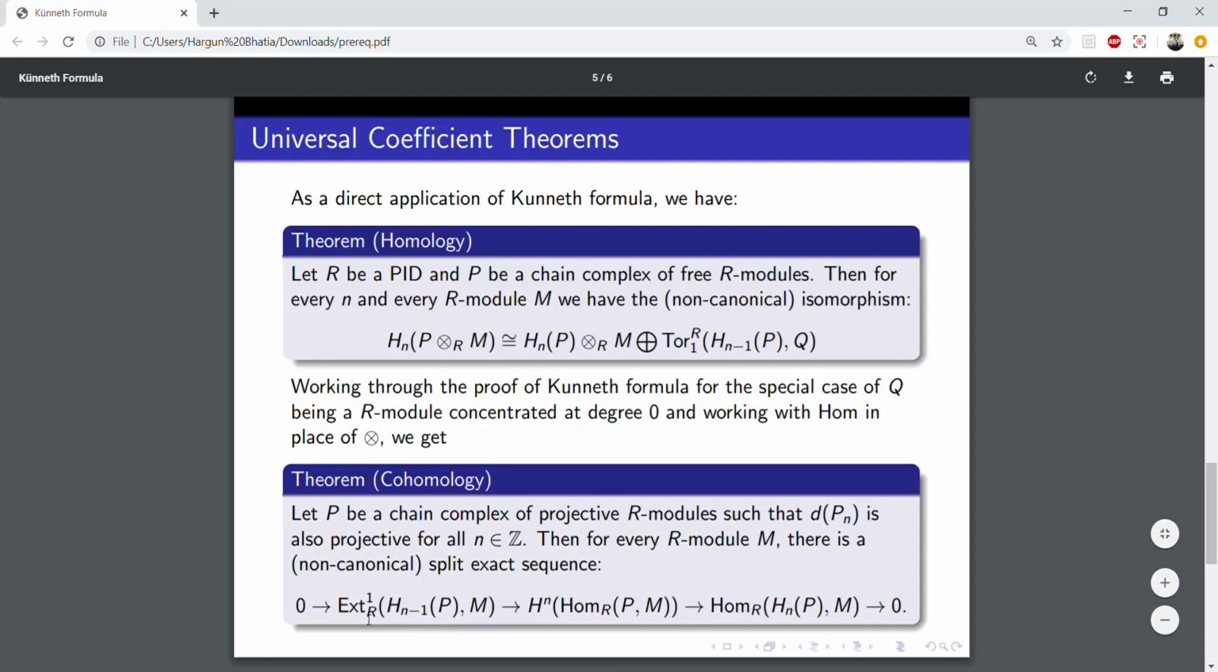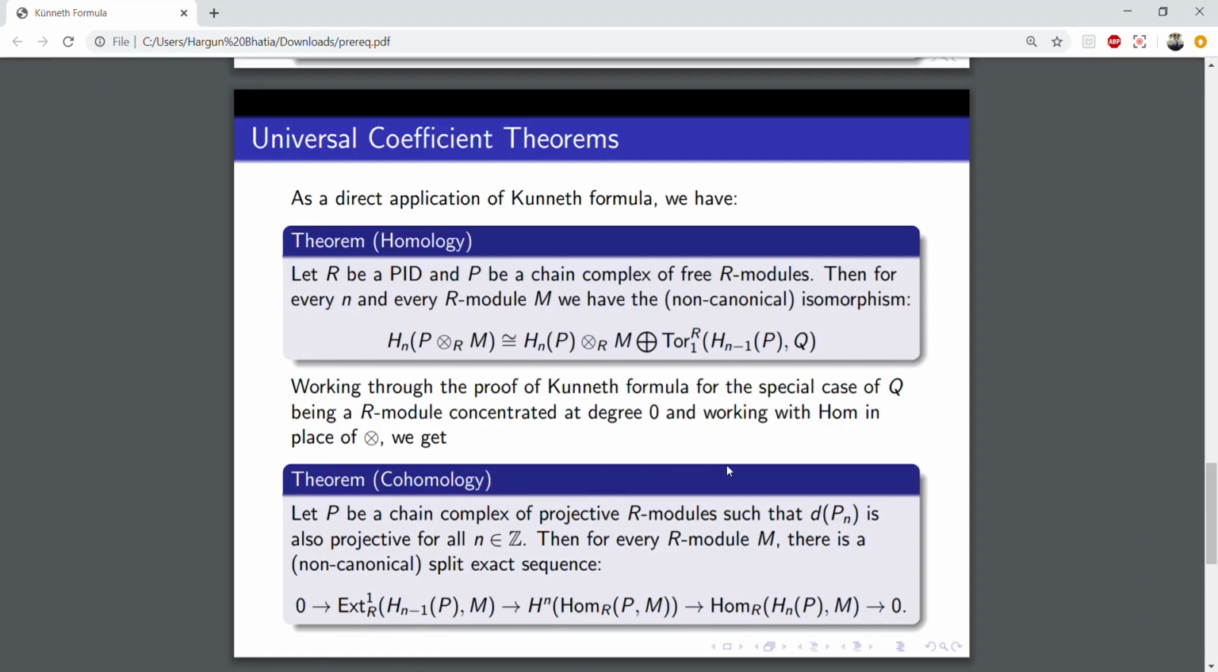Here I get Hom, here I get Ext. There was Tor, there was this tensor product here. So this is reversed, but it should be what you expect because it's a dual. Instead of the tensor, we're going with the Hom functor. So this is the universal coefficient theorem for cohomology. And all this comes from this Künneth formula that we talked about earlier.